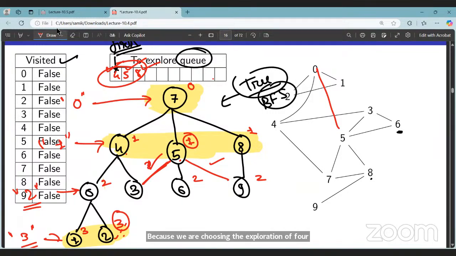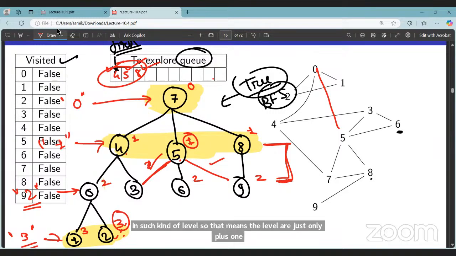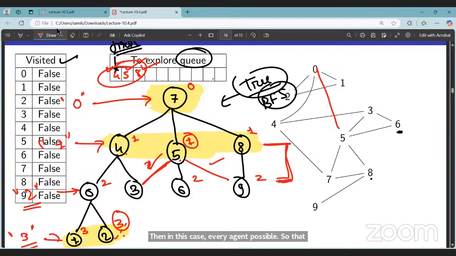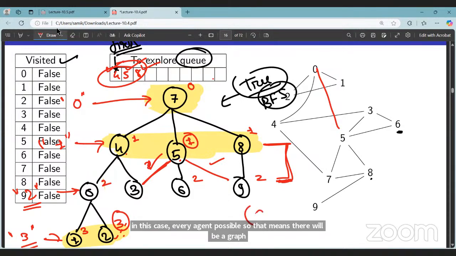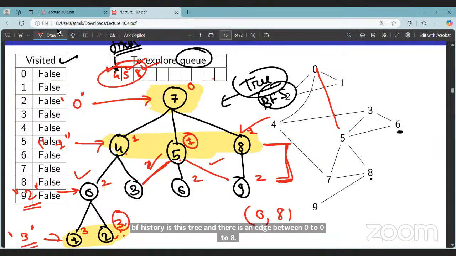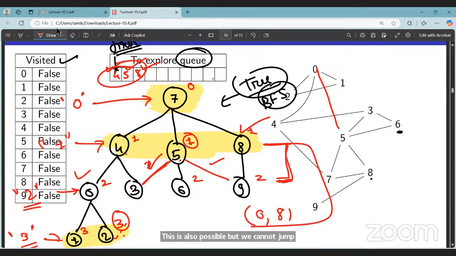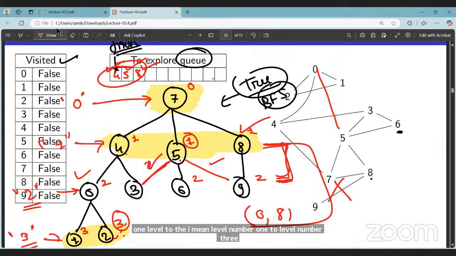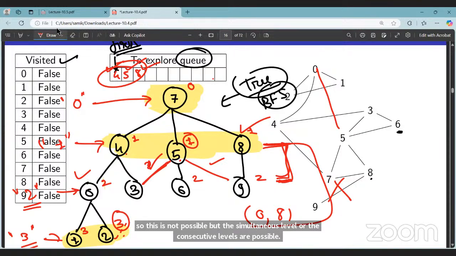So just think about it. If the vertices are situated at levels that differ by only +1, then in this case every edge is possible. So there will be a graph whose BFS tree is this tree, and there is an edge between 0 and 8. This is also possible, but we cannot jump from level number 1 to level number 3. That is not possible, but consecutive levels are possible. Edges that jump levels won't be there.